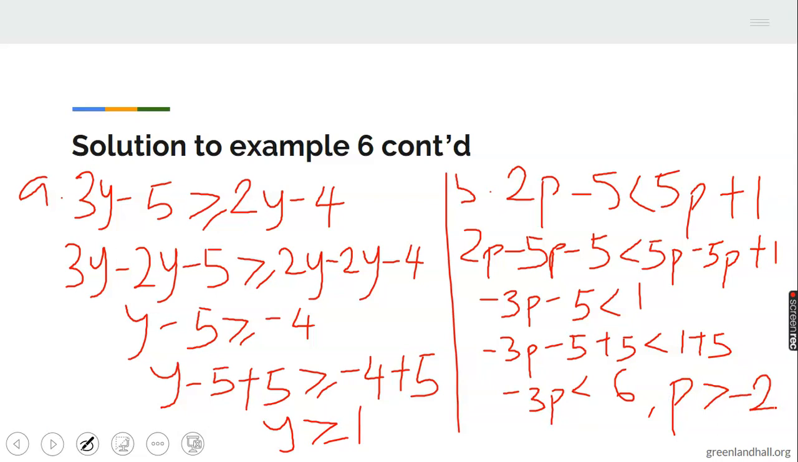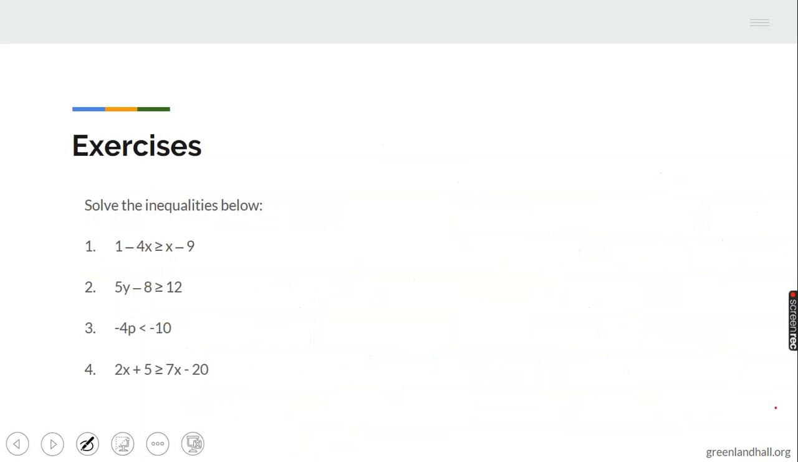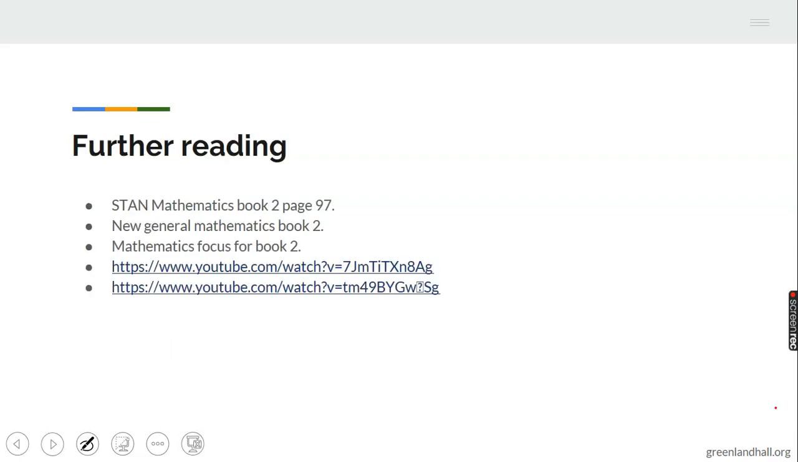I believe you enjoyed this class, right? So here are the exercises that you have. You need to solve the inequalities below. 1 minus 4x greater than or equal to x minus 9. 5y minus 8 greater than or equal to 12. Minus 4p less than minus 10. 2x plus 5 greater than or equal to 7x minus 20.